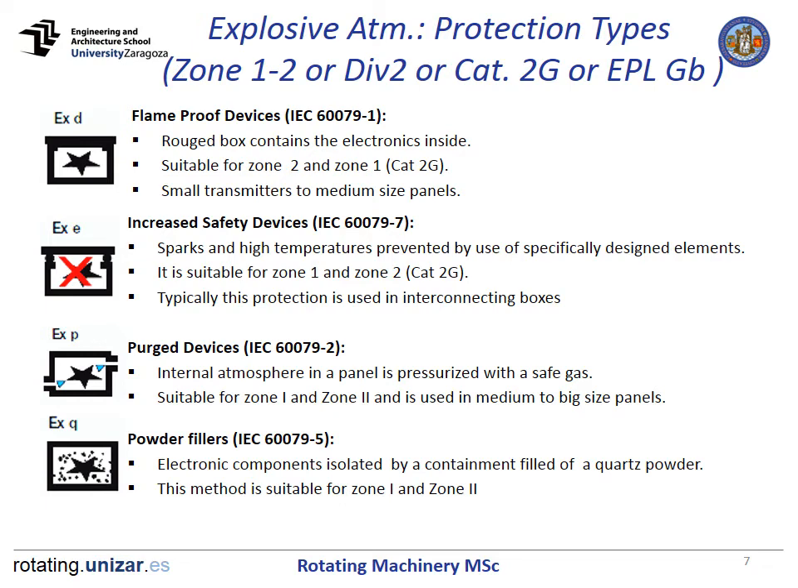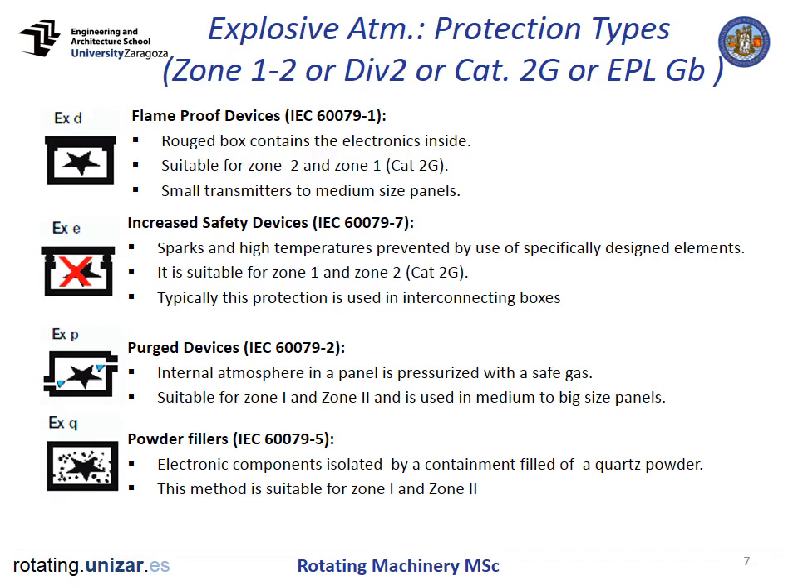The next method, increased safety, is noted as Ex e. In this case, sparks and high temperatures are prevented by means of specially designed elements. It is suitable for Zone 1 and Zone 2. Typically, this protection is used in interconnection boxes that do not contain elements that generate sparks in normal operation.